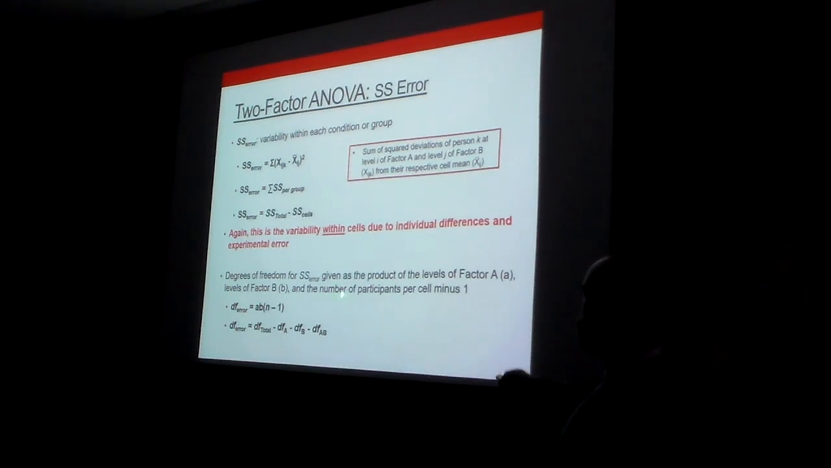Okay. Degrees of freedom for our sum of squares error is going to be given as the product of our levels of factor A, levels of factor B, and the number of participants in cell minus 1. So our degrees of freedom error, we can calculate this as the number of levels of factor A times the number of levels of factor B, times the number of people per cell minus 1. We could also calculate this by subtraction. If we take degrees of freedom total minus degrees of freedom A minus degrees of freedom B minus degrees of freedom of the interaction, we get the same thing.